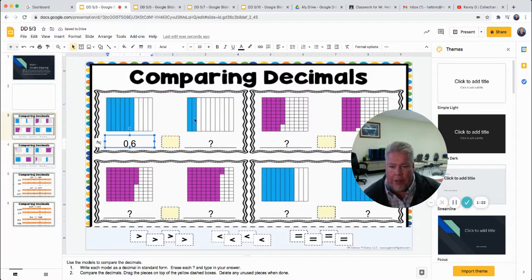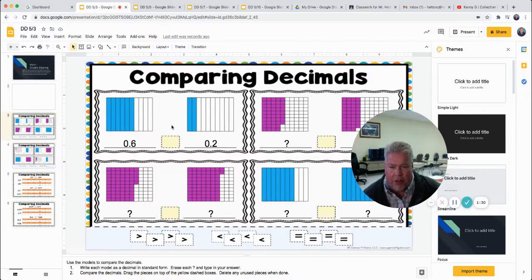Here we have 1, 2 tenths. So we're going to type in 2 tenths. And then we're going to go down here to the bottom and click which one's larger. We looked at this a little bit last week, one lesson. We looked at each place. A 0 in the ones place, a 0 in the ones place, a 6 in the tenths place, a 2 in the tenths place, 6 tenths. Obviously, you can look at a picture and see that 6 tenths is larger than 2 tenths.